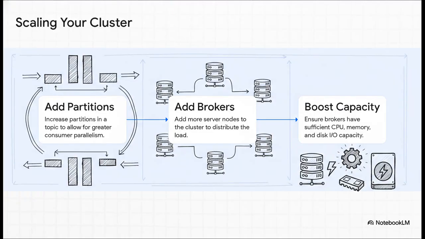Strengthening your infrastructure usually follows a pretty logical path. Step 1, increase the partitions in your topic. This is the absolute key to unlocking more consumer parallelism. If that's not enough, then step 2 is to add more brokers to the cluster to spread the load across more machines. And of course, step 3 is making sure each individual broker is a real workhorse with plenty of CPU, memory, and fast disk I/O.